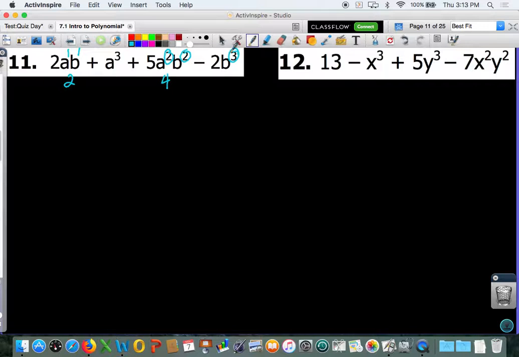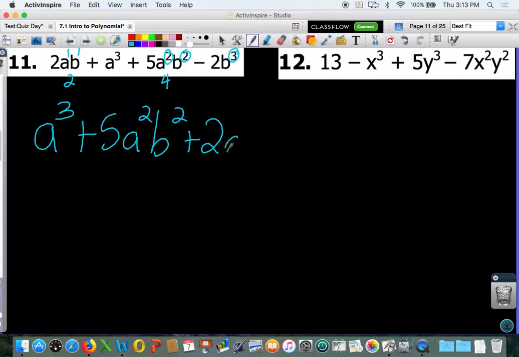number on the first letter. So, for example, a to the third is going to come first, but 5a squared b squared is going to come next in front of 2ab, and at the very end is 2b cubed. So we do this because we're going from a to ab to b.